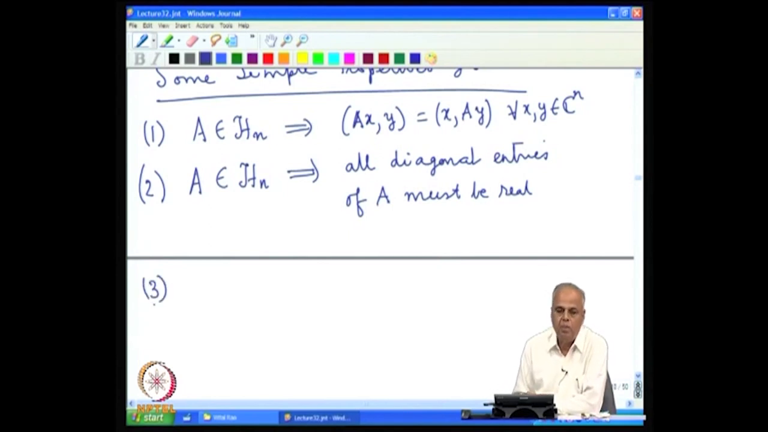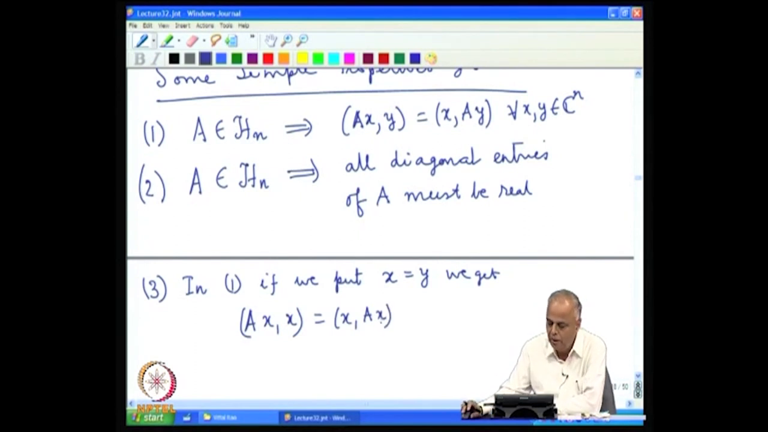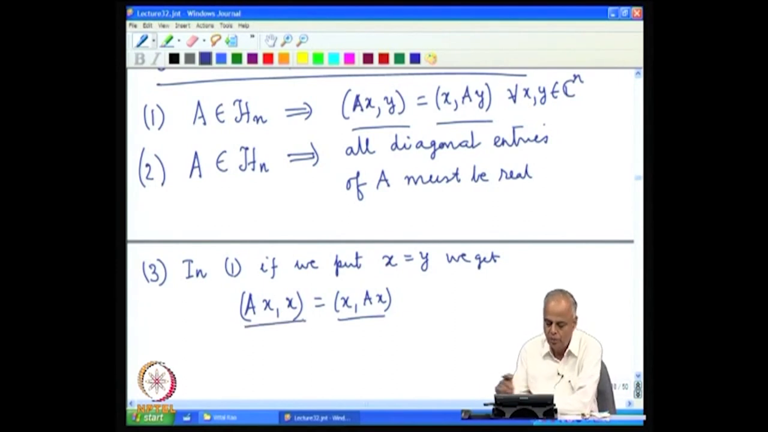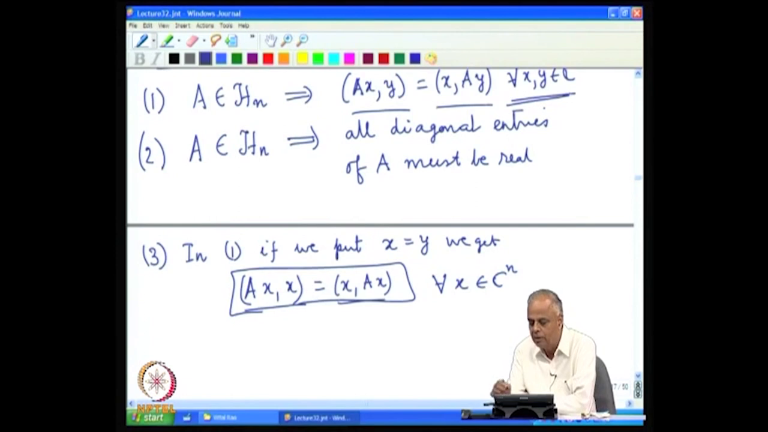Let us now look at property 1 in a special situation. In property 1, if we put y equal to x, we get Ax comma x is equal to x comma Ax. Y is equal to x, so Ax comma y becomes Ax comma x, and x comma Ay becomes x comma Ax. So we have this simple thing, and this is true for every x in Cn.